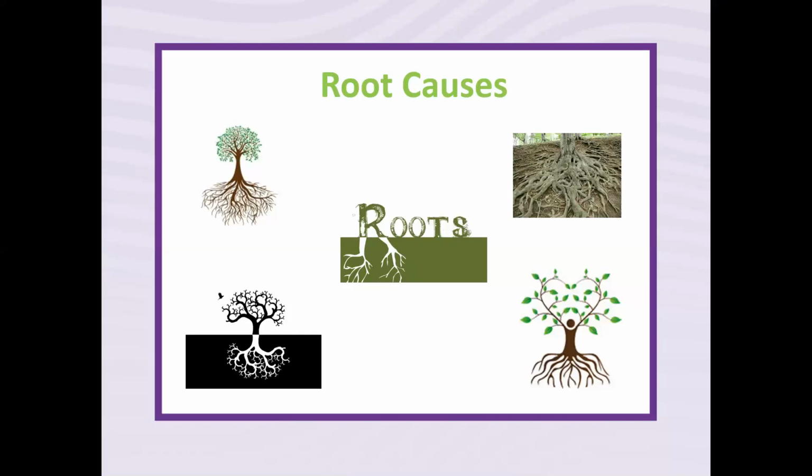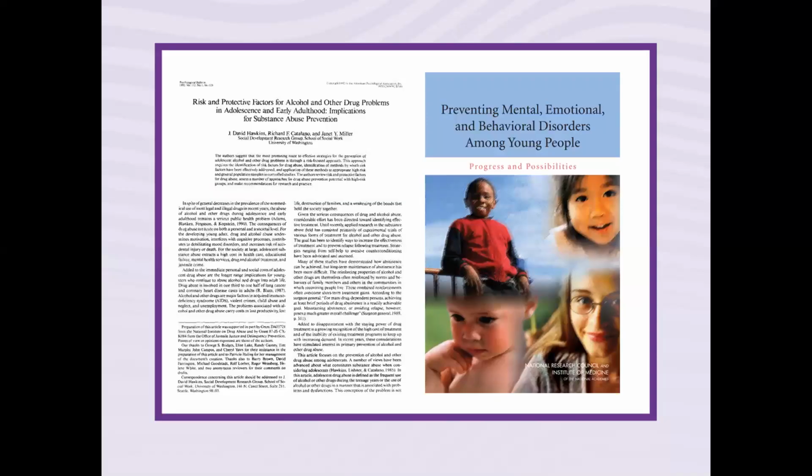But what are examples of root causes or intervening variables? And what type of data can we use to identify them in our community? In order to answer the first question, what are possible root causes? We can utilize the literature base as a starting point.